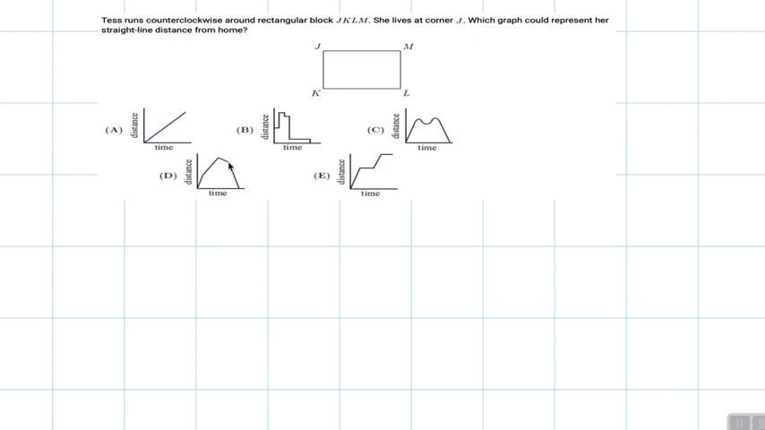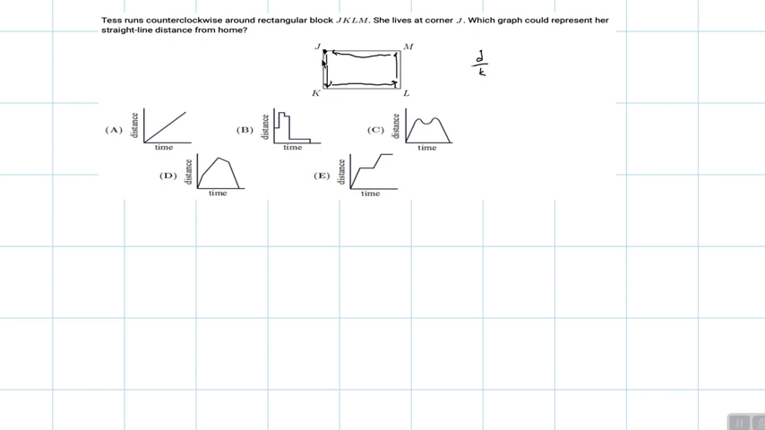Tess runs counterclockwise around a rectangular block JKLM. She lives at corner J. Which graph could represent her straight line distance from home? She starts here, travels like this. So I'll think about this in terms of distance over time.